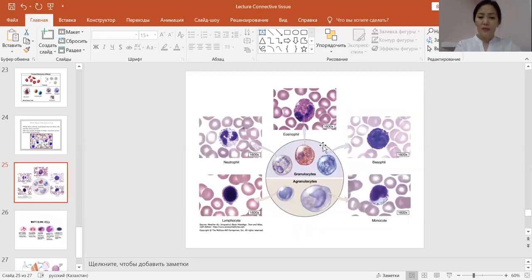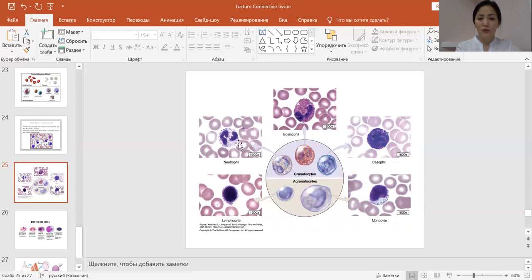White blood cells are divided first into granulocytes and agranulocytes. What does it mean, granulocytes and agranulocytes? Granulocytes are the types of white blood cells in whose cytoplasm we can find special granules, which are stained by different dyes into different colors. Agranulocytes don't have special granules. A means absent. And granulocytes are also divided into three types: neutrophils, eosinophils, and basophils.